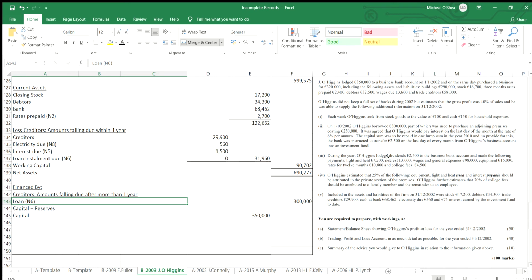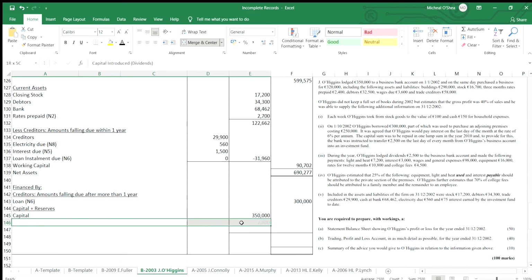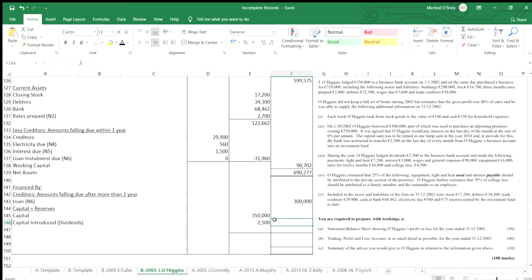During the year, O'Higgins lodged dividends of 2,500. So O'Higgins lodged more capital into the business. They introduced more capital into the business. So this next one is capital introduced. It's dividends, more money invested by the business owners. So that's more capital, 2,500. So both of those figures are in here.